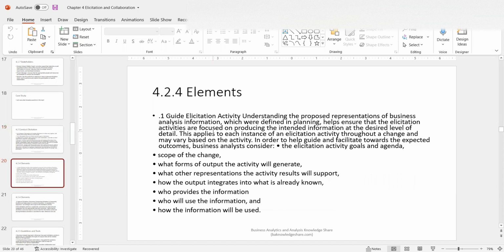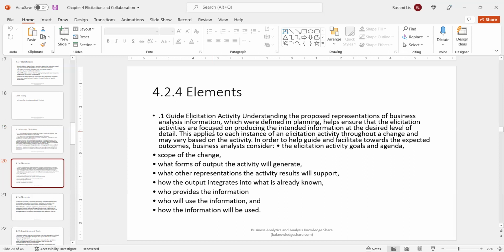The elements within conduct elicitation are guide elicitation activity, meaning understanding the proposed representations of business analysis information, which were defined in planning, helps ensure that the elicitation activity is focused on producing the intended information at the desired level of detail. This applies to each instance of an elicitation activity throughout a change and may vary based on the activity.